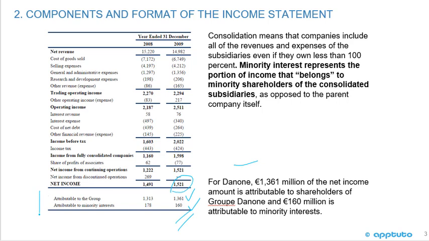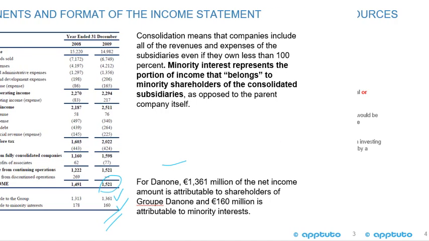So that's the first thing that we're looking at with regards to the components and format of the income statement, is that when there's consolidation, you need to look at not only the net income, but what portion is attributable to the group, to the shareholders of the company, and which is attributable to minority shareholders, that is the portion that belongs to somebody else of the consolidated subsidiary.